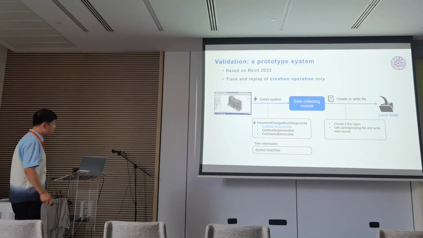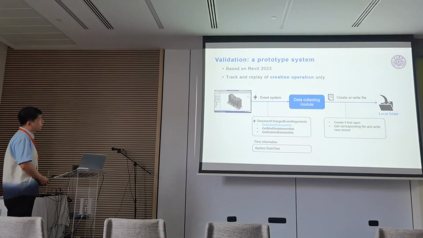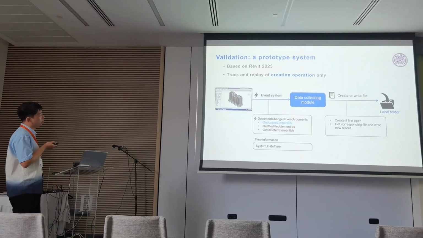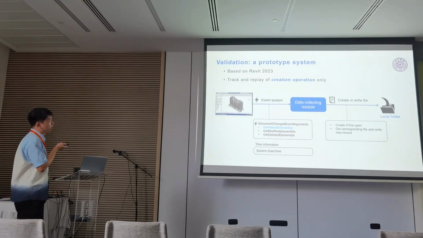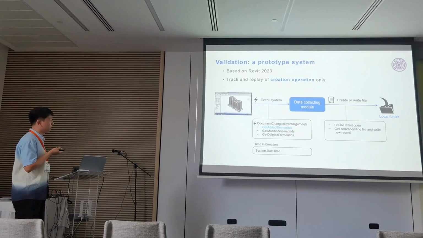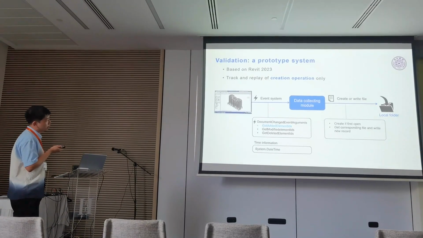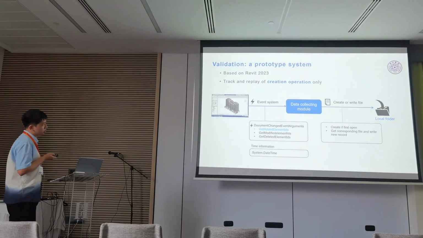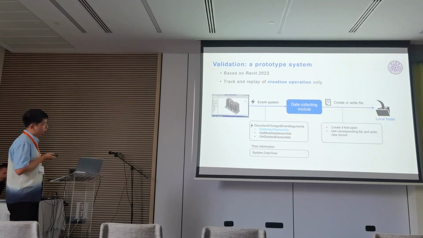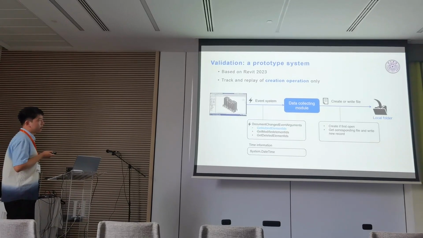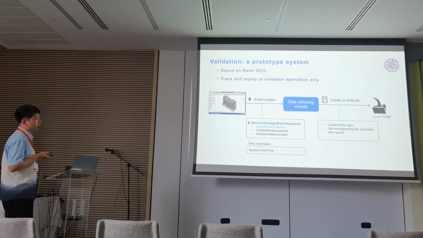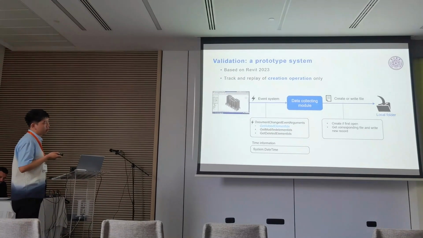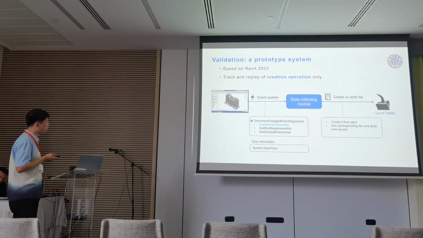Specifically, we built a prototype based on Revit 2023, and due to time limitations, we were only able to complete a prototype system that tracks and replays only the creation operation, not the other two. We built this collecting module using the event system that Revit provides. For example, when this event is triggered, we can get the edited element IDs using this argument. For the time, we just use the default time in this system, and we write all this data into a local folder to store it.